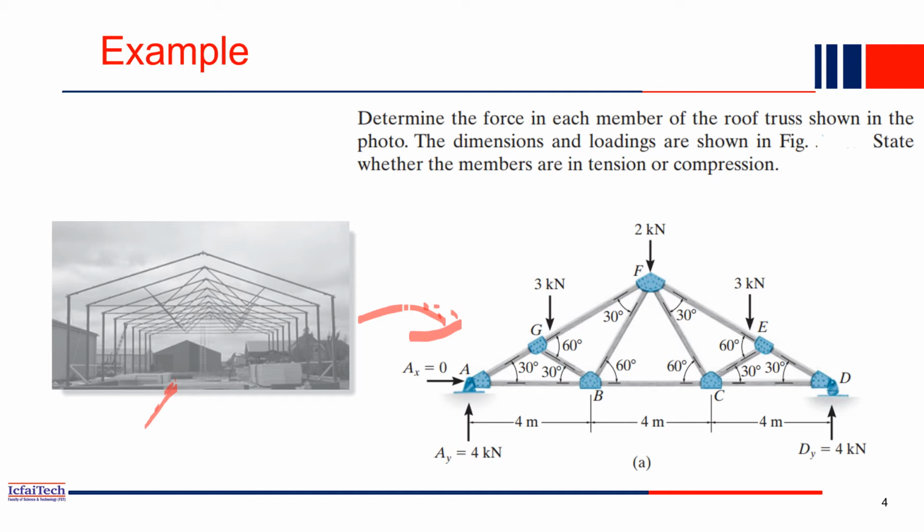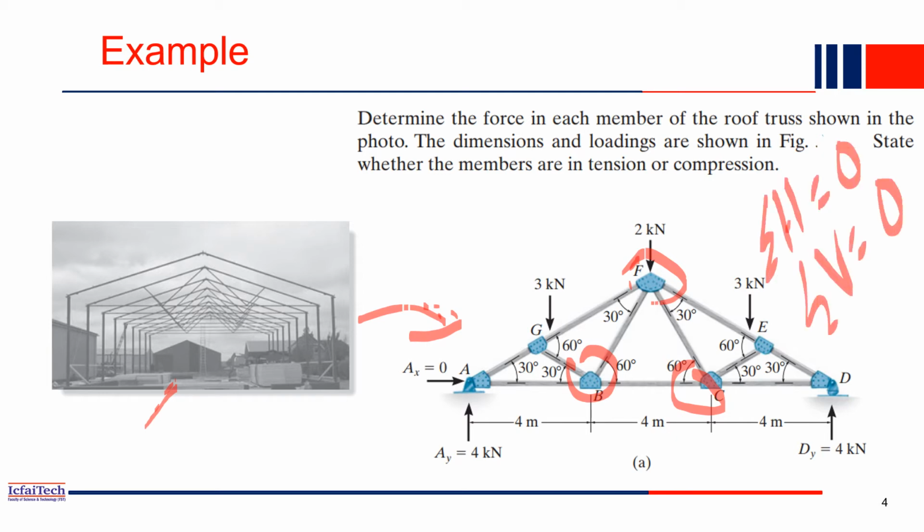So how to solve this? Our first procedure will be to take one joint at a time, draw the free body diagram, and then apply the equilibrium equations to get our required unknown values. So for example, which joint shall I start with first? This joint, or this joint, or this joint? We know that we have two equations: summation of all horizontal forces equal to 0, and summation of all vertical forces equal to 0. So ideally we have only two equations.